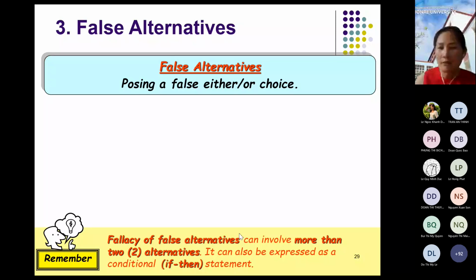Ngọc Thảo, Phạm Thị Ngọc Thảo. Yes, I think it's a hypothetical syllogism. Hypothetical syllogism. Ngọc Thảo said hypothetical syllogism. Is it correct? In the hypothetical syllogism, we use if, then. We don't use either or. Which one? Anyone else? Which one has either or in the argument? No one said?